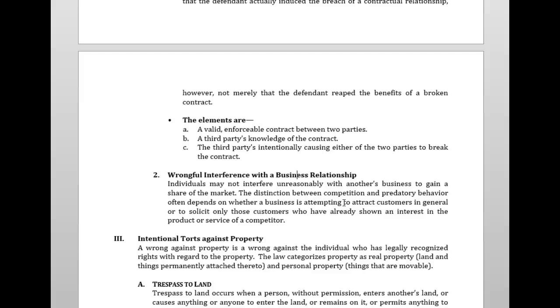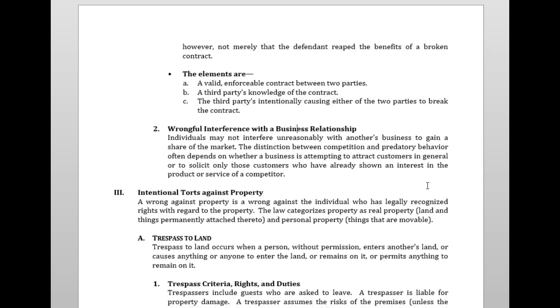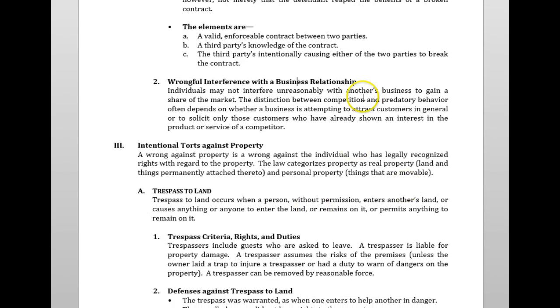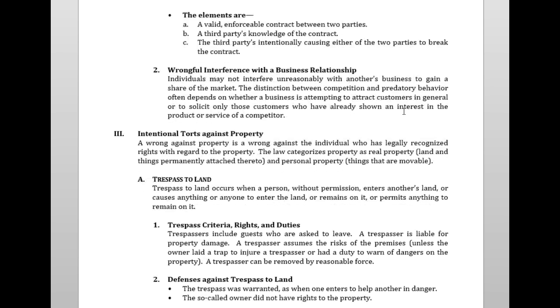As it says here, it depends on whether a business is attempting to attract customers in general or to solicit only customers who have already shown an interest in the product or service of the competitor. You have to be very careful. So, wrongful interference of a business relationship would have to be blatant. And walking into their showroom and pulling a customer out would probably be blatant.